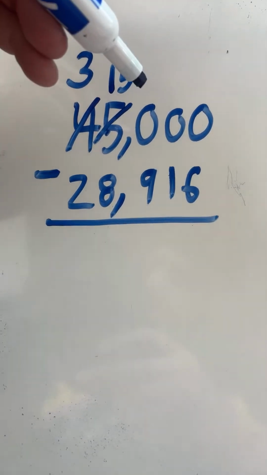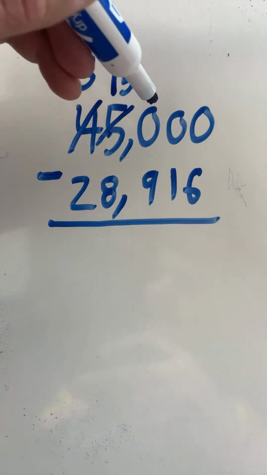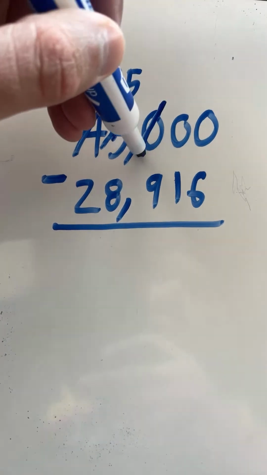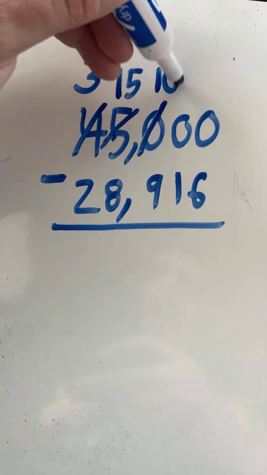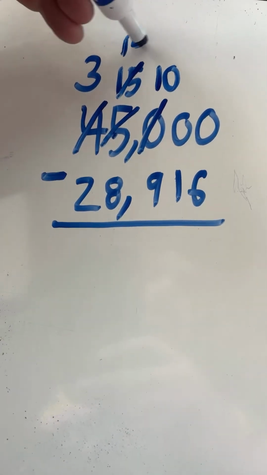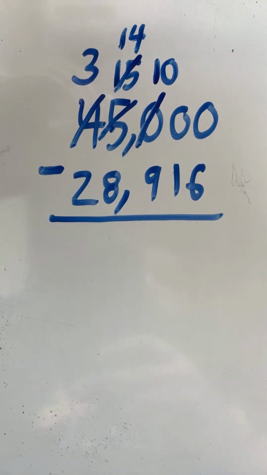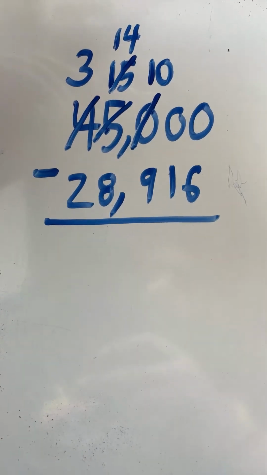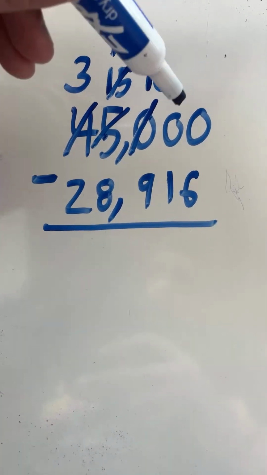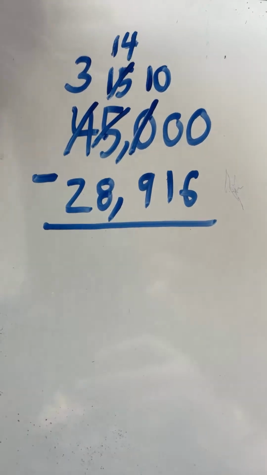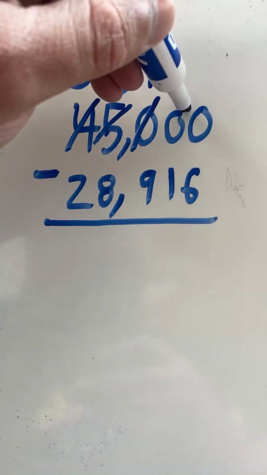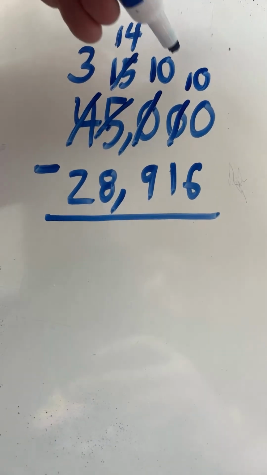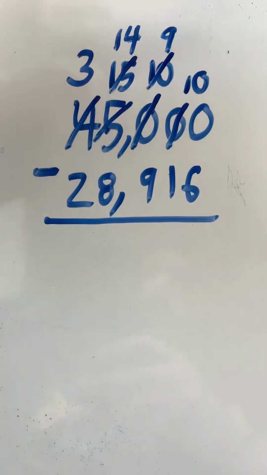Now, in the hundreds place, you cannot start out with 0 and take away 9, so we're going to take a 10 from the thousands place. The 0 will become a 10, and then the 15, we have to take away 1, it's going to become a 14. Now in the tens place, again, you can't start out with 0 and take away 1, so we add a 10, the 0 becomes a 10, and then the 10 in the hundreds place becomes a 9.